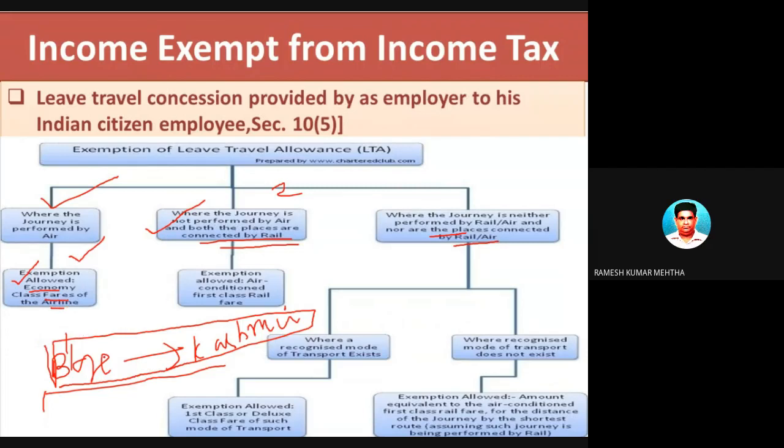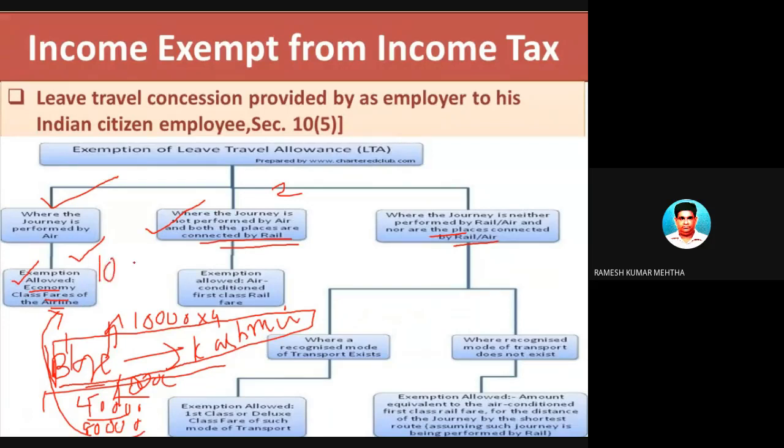For this case, for example, the economy class fare is some 10,000 rupees per member, and four members are going. So 40,000 to and 40,000 fro. The total amount is 80,000 rupees. If the total amount of 80,000 is reimbursed by the employer, nothing is taxable, because when you are performing the journey by air, the maximum amount which is exempted is the economy class fare of the airline. In this case it is 10,000 rupees, for four members 40,000 rupees, and for to and fro it is 80,000 rupees.